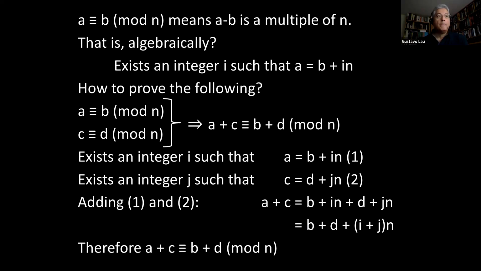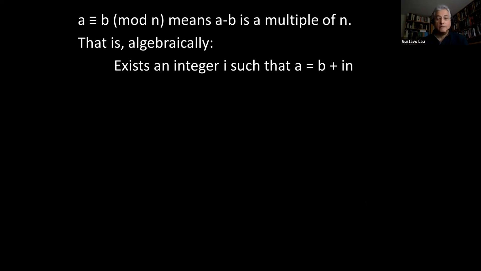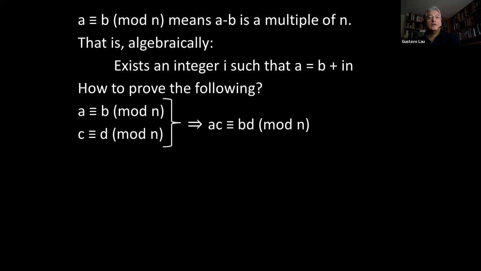So that's the proof. Okay. Now I'm going to give you an exercise. So we have this, and how would you prove this? That if A is congruent with B and C is congruent with D, both modulo N, then the product AC is congruent with BD. Could you try? Do you have a pencil and paper or pen and paper? Yeah.